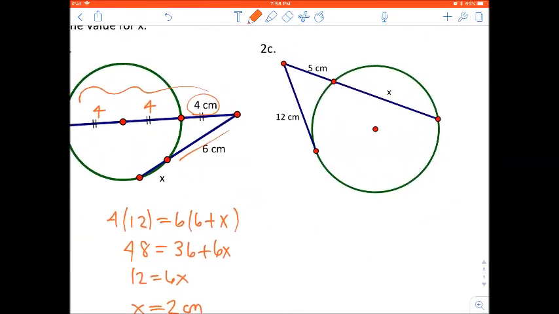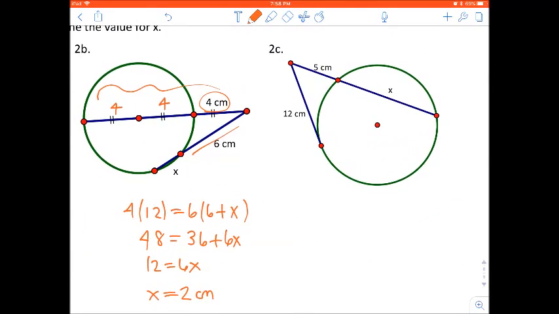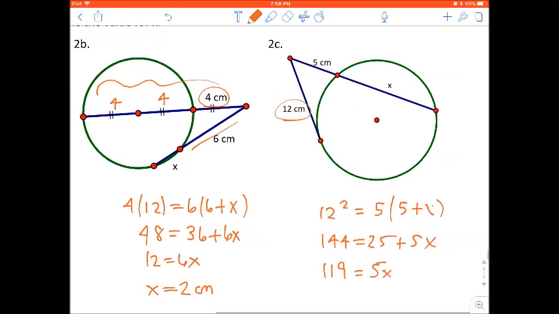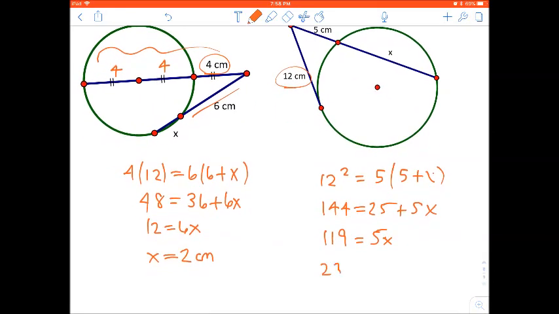And in the last example here, we have a tangent-secant relationship. So the only part we can multiply by itself is 12 squared, and that's going to equal 5, the external part, times the entire segment, 5 plus x. If we go ahead and simplify, we get 144 equals 25 plus 5x. Subtract 25 from both sides, we get 119 equals 5x. And if you divide 5 into 119, we do get 23.8 centimeters.